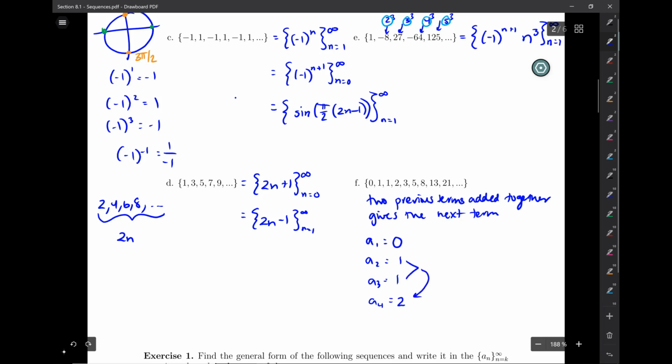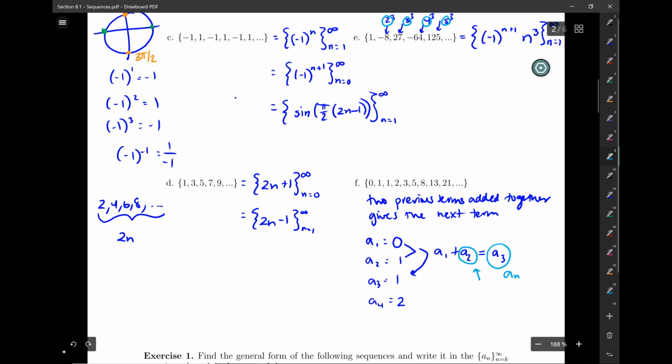I add those terms together to get the next one. So I'm taking the first term of the sequence, adding it to the second term of the sequence, and that gives me the third term of the sequence. So if we define this to be our a sub n term, that's the result that we end up getting out. The a sub n term is given by taking the previous term.